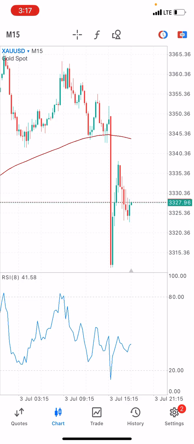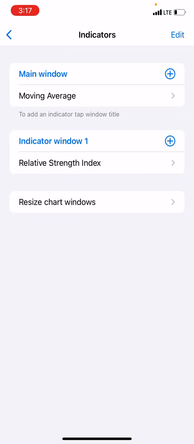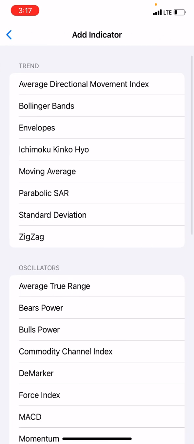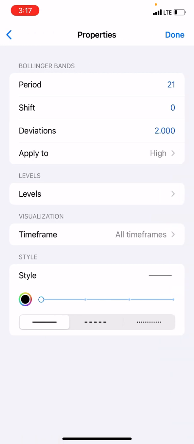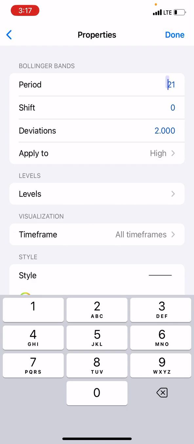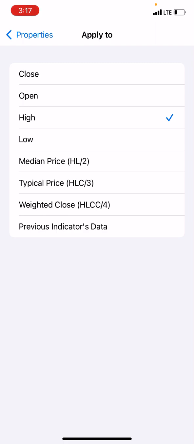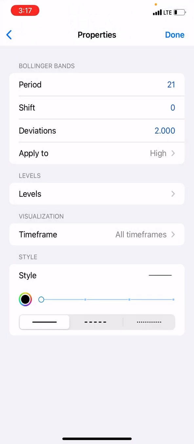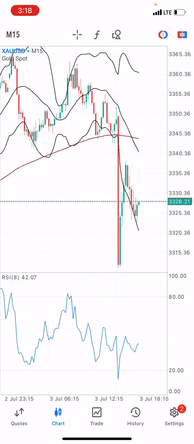So let's now add the Bollinger Band. Let's click on the F icon, click on main window again, then we look for Bollinger Bands. Here it is. Your default will be 20, but I changed it to 21. I have used it several times, so the setting is still here. Shift should be 0, deviation should be 2.000. Apply to high. Yours will be close by default, so click on it and select high. Then click on done, so you can see it on the chart.